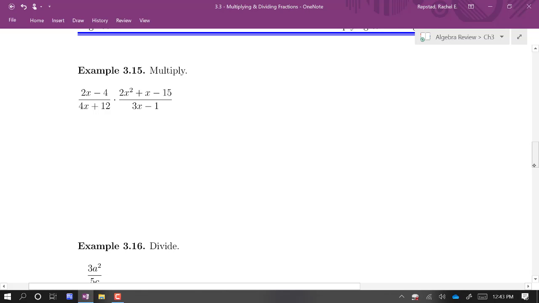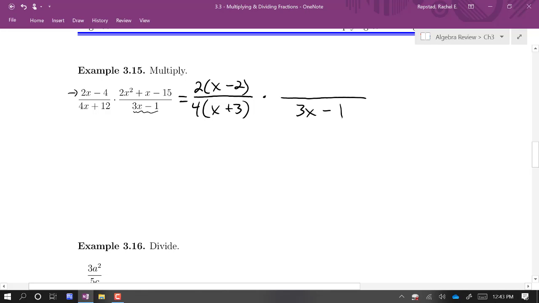All right, let's try another one. We're going to factor first. Always factor first. So in the first fraction up top, I could take out a 2, and then we're left with x minus 2. In the bottom, I could take out a 4, and we're left with x plus 3. In the second fraction, the 3x minus 1 in the bottom is already factored, right? That doesn't go any further.